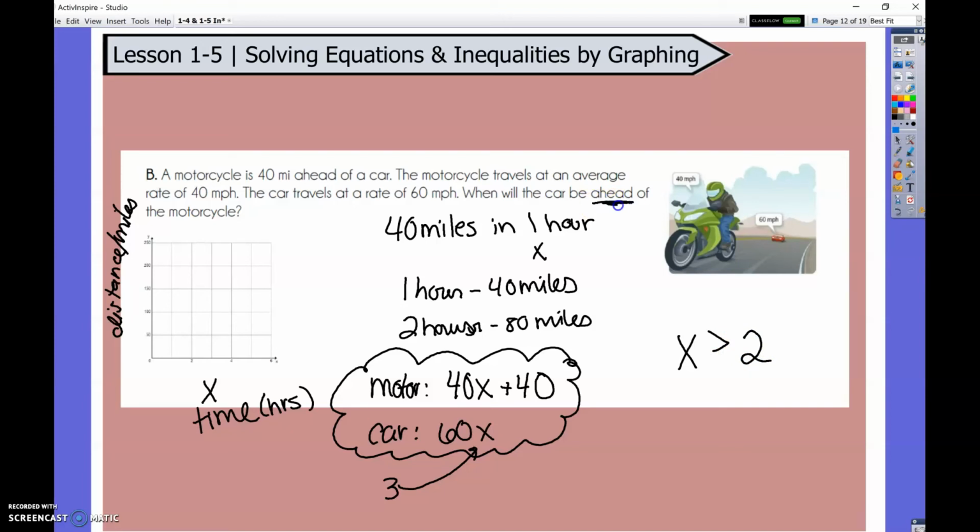Notice how it says only ahead. It doesn't say when will it meet it, so I'm not going to use the equals to sign. X is greater than 2, or after 2 hours, the car will be ahead.